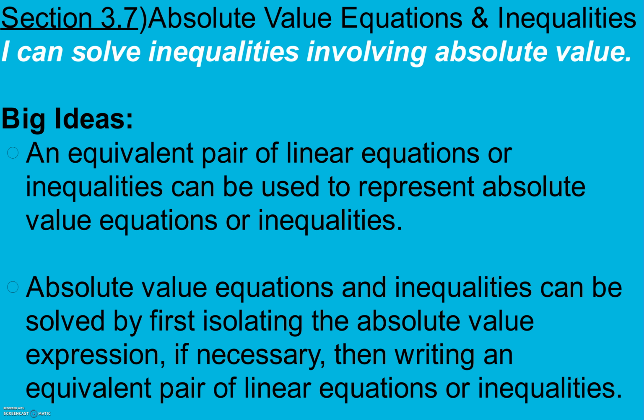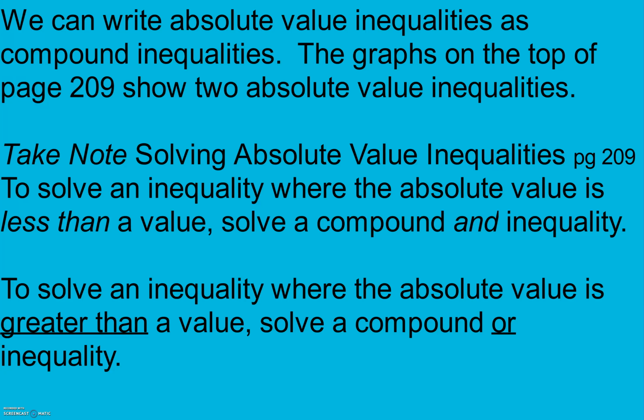Absolute value equations and inequalities can be solved by first isolating the absolute value expression, if necessary, then writing an equivalent pair of linear equations or inequalities. We can write absolute value inequalities as compound inequalities. The graphs on the top of page 209 show two absolute value inequalities. So here we have the absolute value of n minus 1 is less than 2.